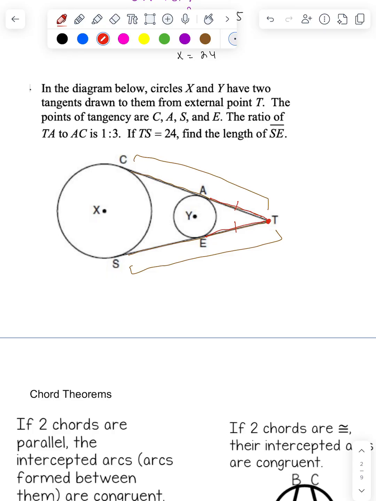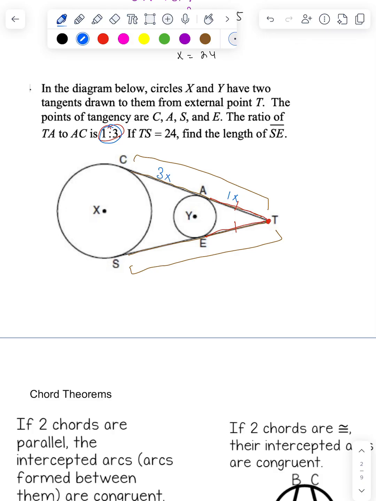If we continue reading, it tells us the ratio of TA to AC is 1 to 3. Anytime you have a ratio, you can represent it algebraically. I can represent the one part as 1x, or just x for short, and I can represent AC, or the 3 part of the ratio, as 3x.